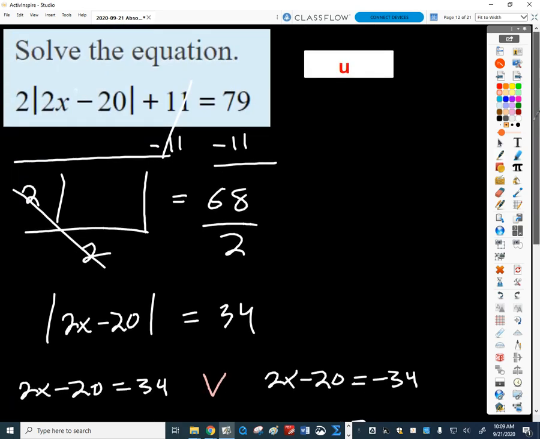Good. And if we plug those both in, do they both work? Let's just try it. So if I try 27, 2 times 27 is 54, minus 20 is 34. Absolute value of 34 is 34, times 2 is 68, plus 11 is 79. Check. What about negative 7? 2 times negative 7 is negative 14, minus 20 would be negative 34. Absolute value makes it positive 34, so it's going to work, right? It's the same math from there on out. Okay, good.